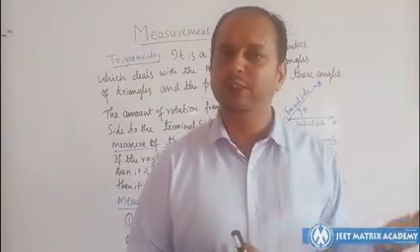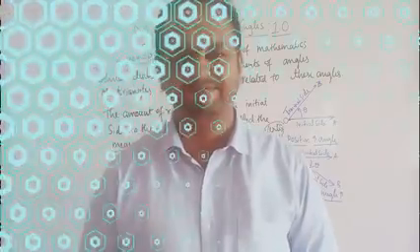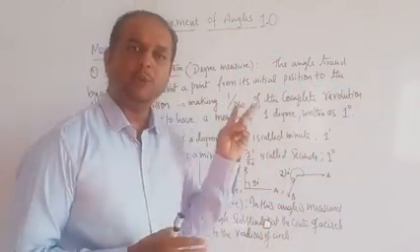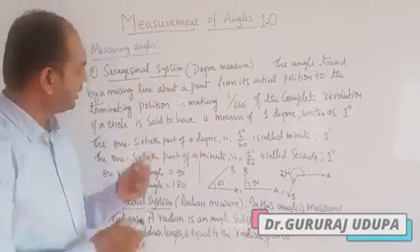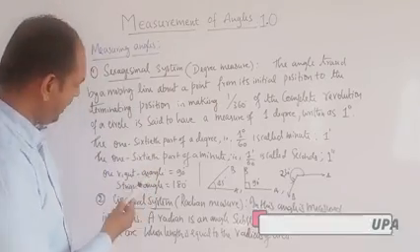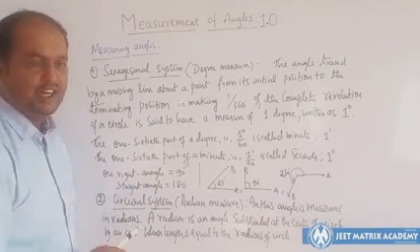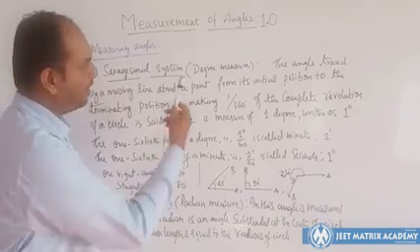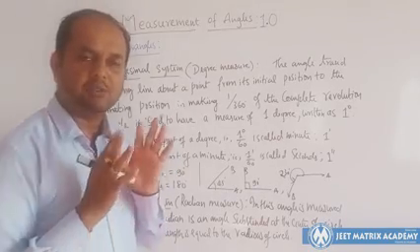So hope you will enjoy this class. As we see, there are two ways of measuring angles. First one is the sexagesimal system and second one is the circular system. In case of the sexagesimal system or degree measure, it is very simple.